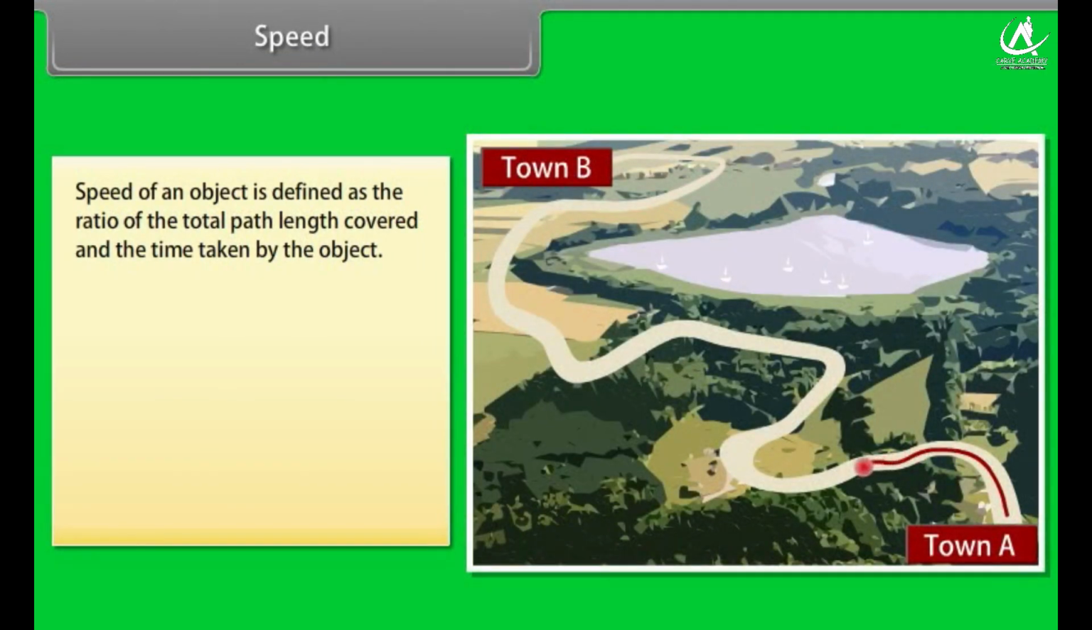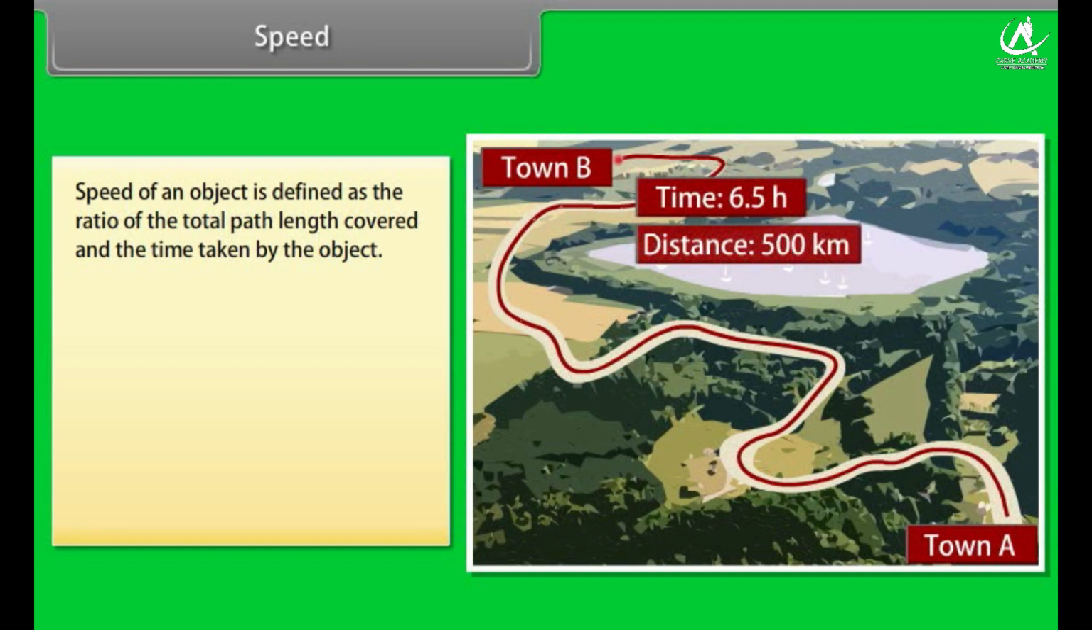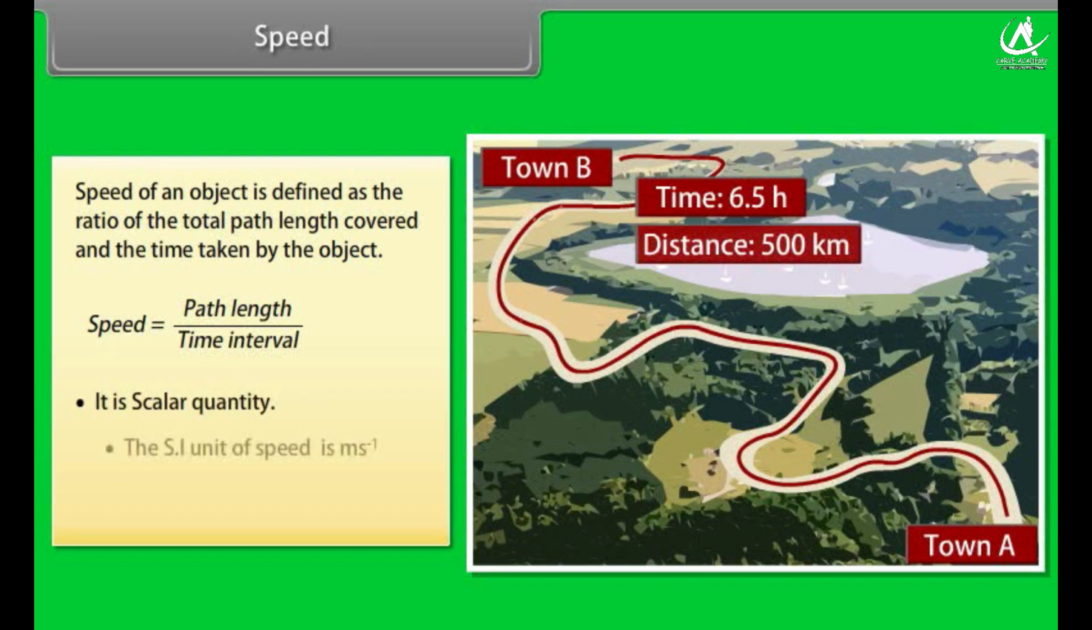Speed of an object is defined as the ratio of the total path length covered and the time taken by the object. Therefore, speed is equal to path length upon time interval. It is a scalar quantity. SI unit is m s raised to the power -1. Dimensional formula: M raised to the power 0, L raised to the power 1, T raised to the power -1.